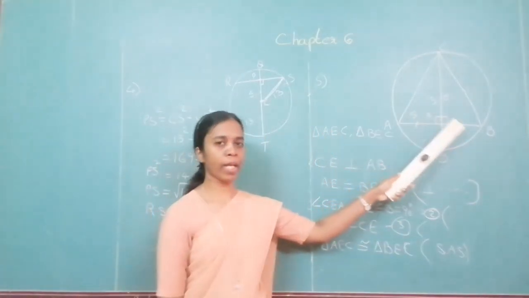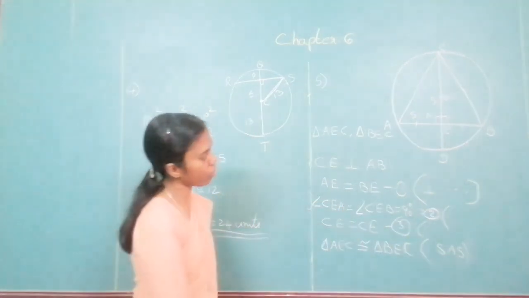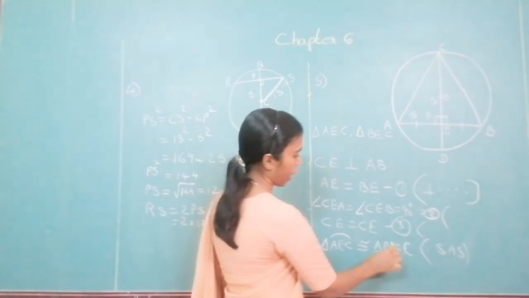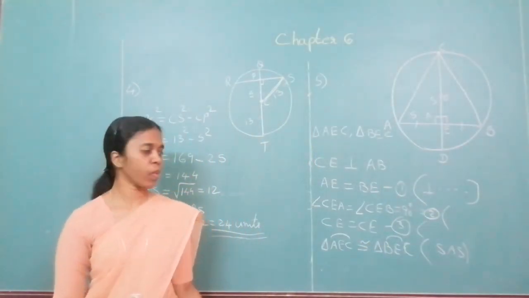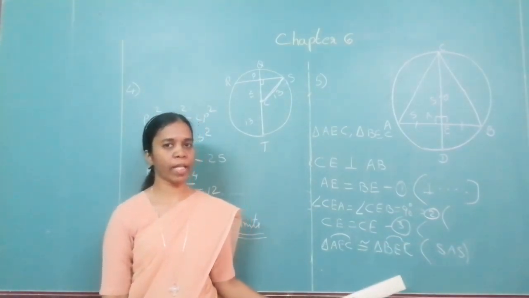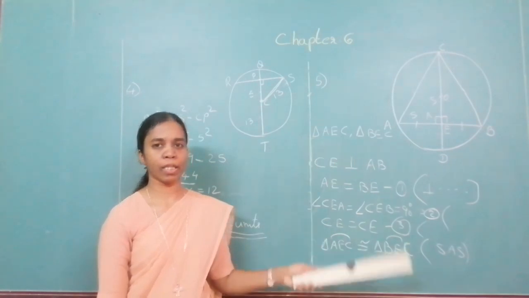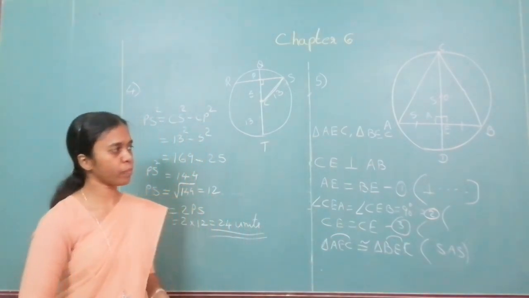Once you get these two triangles are congruent, then the corresponding sides. Which is the corresponding side that we need? AC and BC. You can say that AC is equal to BC. Reason? Corresponding sides of the congruent triangle. Therefore, triangle ABC is an isosceles triangle. Okay?